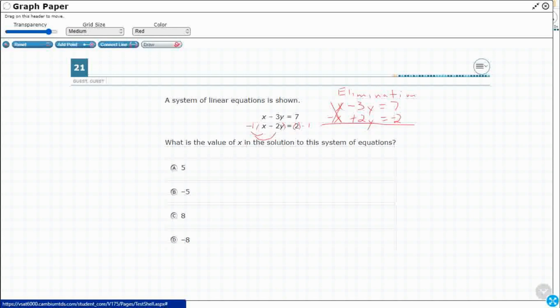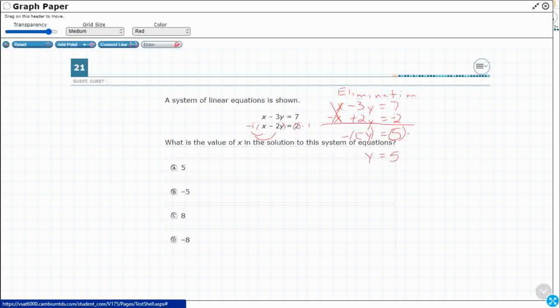Now I'm looking for x. I'll just plug whatever my y is back into it. But that gets me down to, take a look at this, I've got a -y equals 5. Now you can't have a -y, so you just multiply both sides by -1, and you get y equals 5.